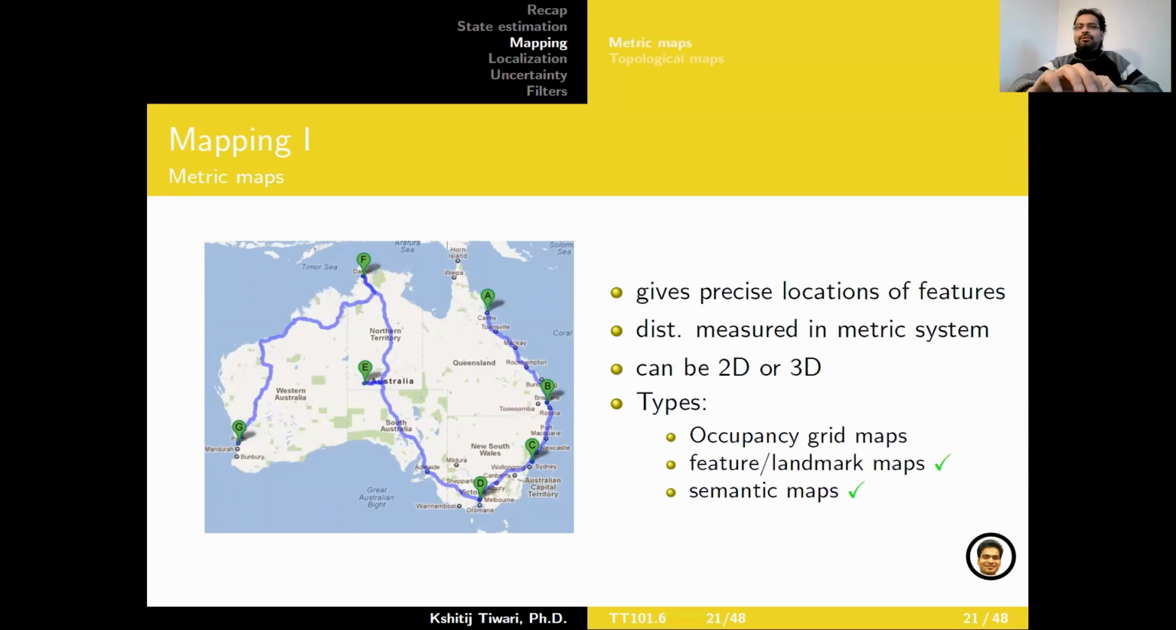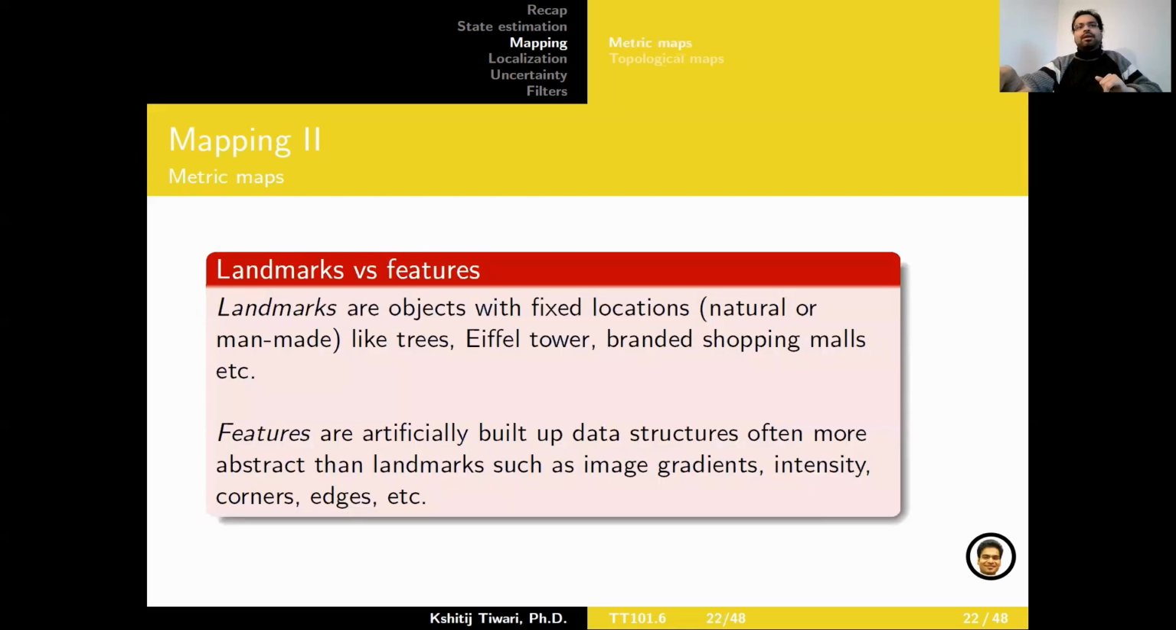And that's why it's called a metric map, and it can be two-dimensional or three-dimensional. Oftentimes two-dimensional is enough, but robots operate in a 3D world. The world around us is three-dimensional, so there might be scenarios where you would need 3D. Now, typical examples of metric maps include occupancy grid maps, landmark maps, feature maps, and semantic maps. We looked at some examples last time, but occupancy grid maps is something that we did not cover, so we're going to look at them in this lecture.